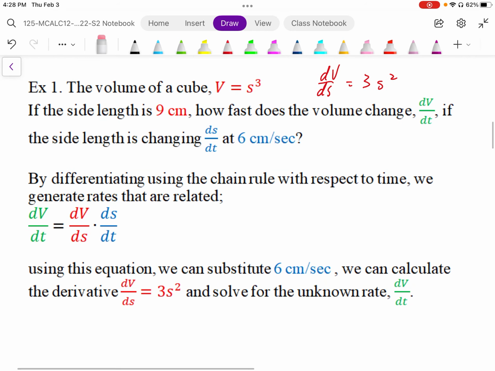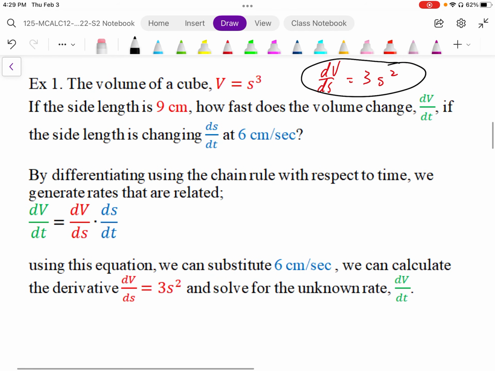But we can find the parts separately. I already know what dV by ds is. I calculated it up here. I just differentiated, but it was with the wrong variable. Differentiating with respect to time, it's not the right variable, but I can do it correctly as long as I apply the chain rule to generate the ds by dt.